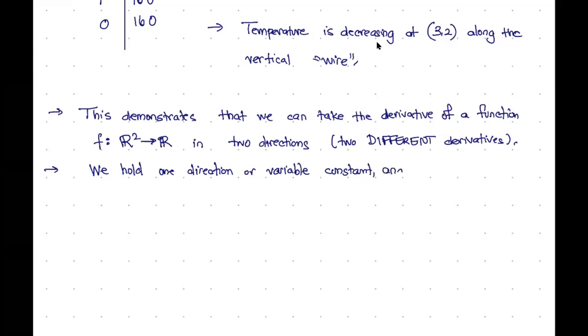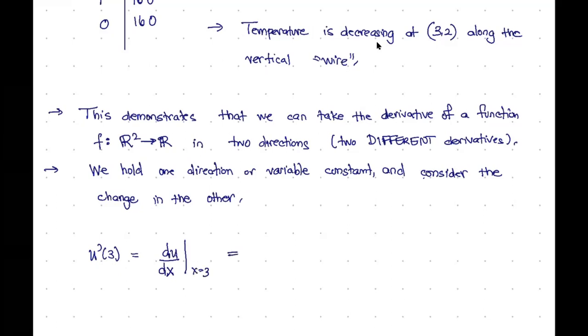And consider the change in the other. And so when we were looking at u prime of 3, this is essentially the derivative of u with respect to x, since u was representing the temperature at a fixed value of y, and this is the derivative at x is equal to 3.